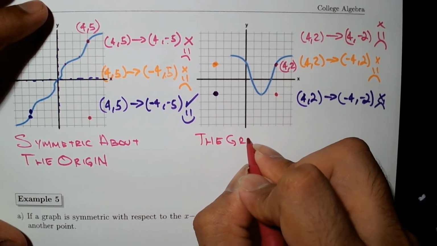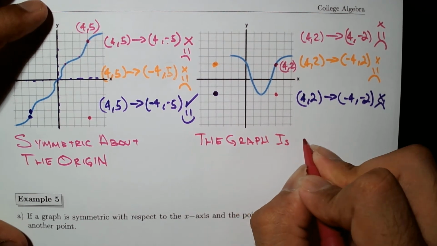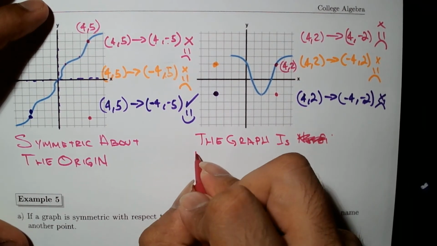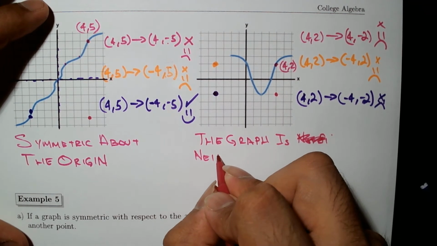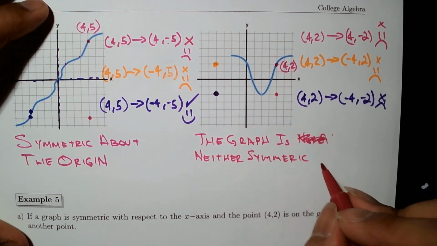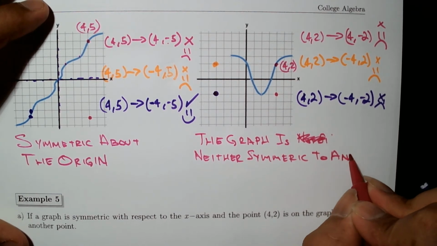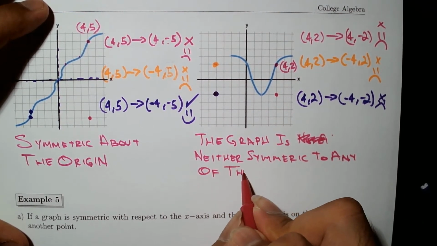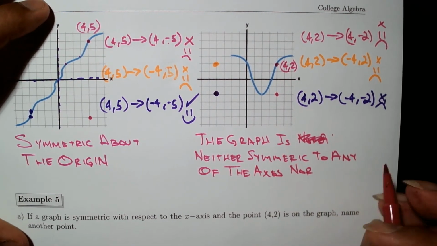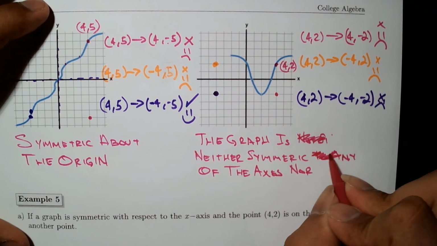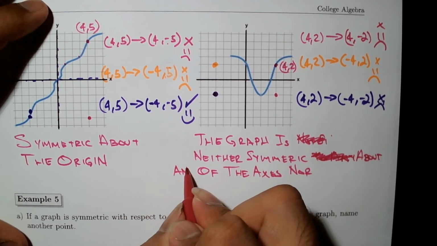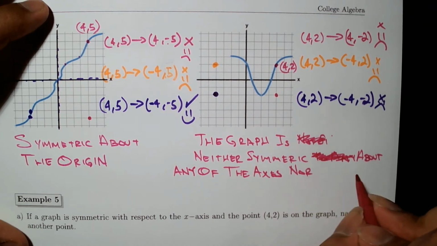So in this case, this is our conclusion. The graph is neither symmetric about any of the axes nor the origin.